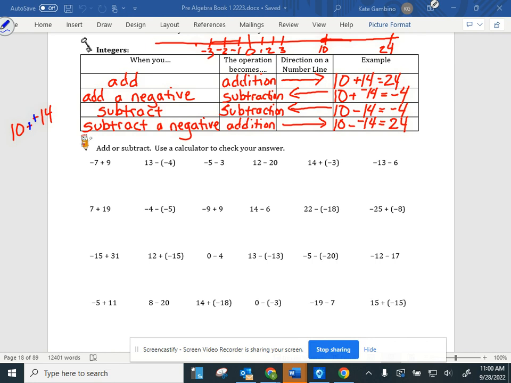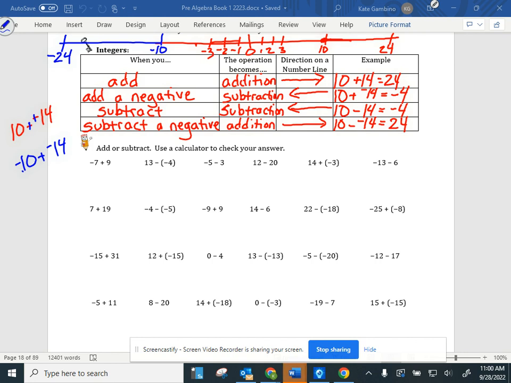So negative 10 plus negative 14, if we're adding a negative, it's actually subtracting. So negative 10 minus 14. So if we start at negative 10, so negative 10's here. Remember, if you're adding a negative, you're subtracting. So it would be negative 24.